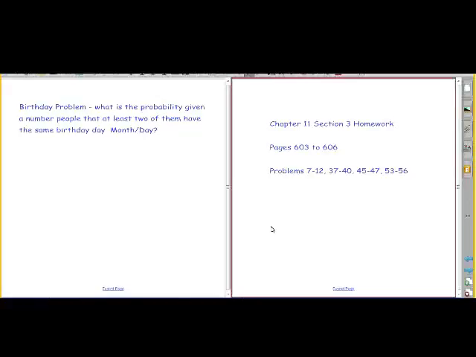But there's this interesting problem: given a number of people, what is the probability that at least 2 of them have the same birthday, meaning not the same year, but the same month and the same day. So mine's January 11th. What's the probability of somebody else in this class having the same birthday as mine? Twins, yeah. If you have twins in your classroom, that makes a big difference. Assuming no twins in your classroom.